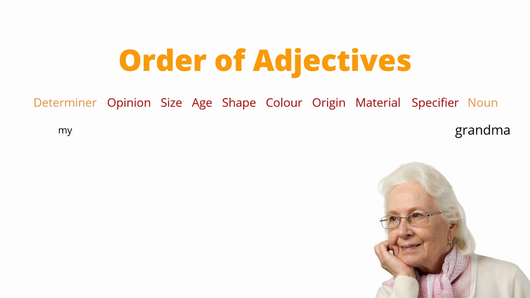Who is this? This is my grandma. My grandma. My lovely grandma. I think she's lovely, so I'm going to use lovely as my first adjective before I add old. My lovely old grandma. And grandmas are often little, aren't they? But we'll put little between lovely and old. My lovely little old grandma. And she comes from Ireland, so I'll put Irish there. My lovely little old Irish grandma. And that is how you use the order of adjectives.